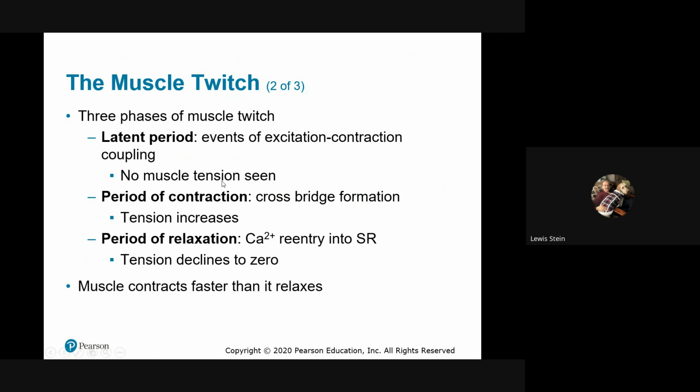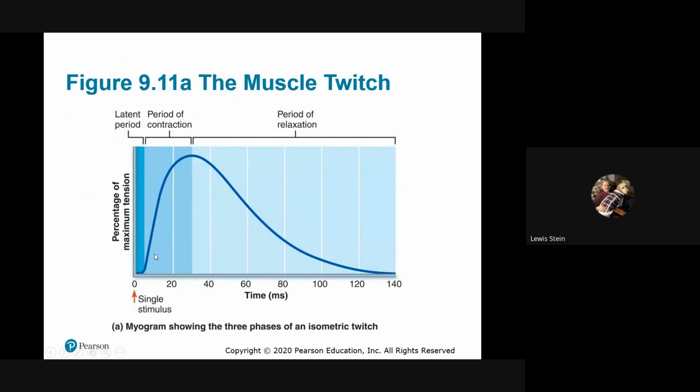Okay, we don't see it, any tension. Then we see the contraction, and then we see the relaxation associated with the calcium entering and cross bridging and then leaving. And it always contracts faster than it relaxes. That's a fine point. So you see the curve. Here's the stimulus. You can see the latent period, 5 milliseconds, whatever they have here. The contraction to maximum contraction, 25 milliseconds, 1/40th of a second. And then slowly, within 1/10 of a second, more or less, you're back down to complete relaxation.